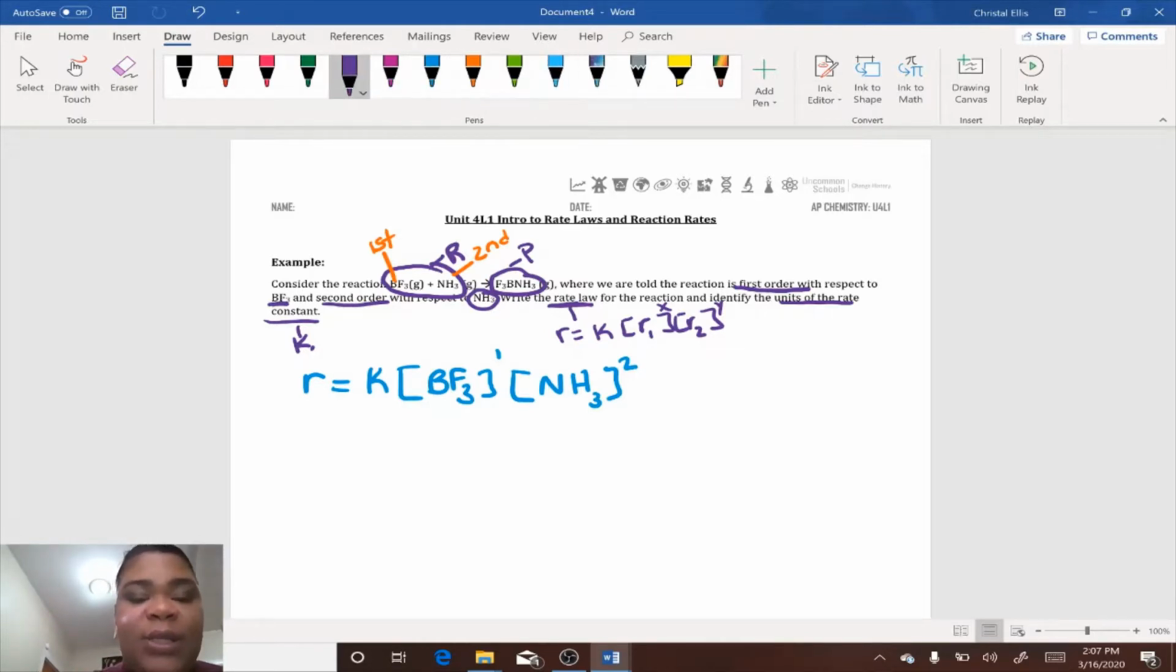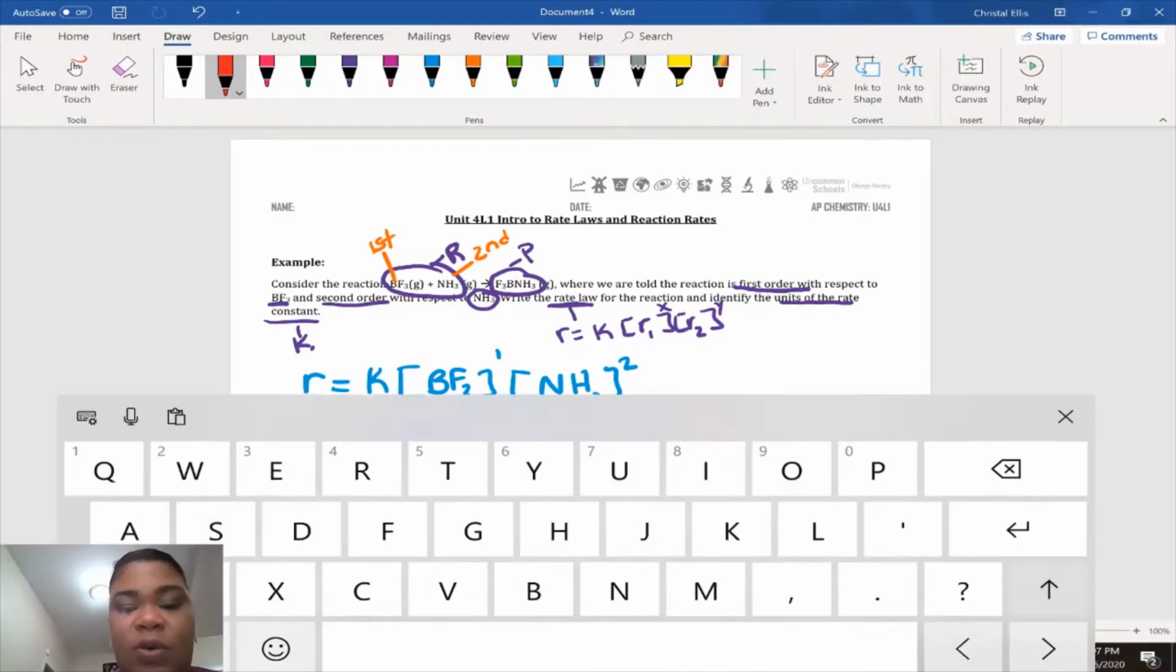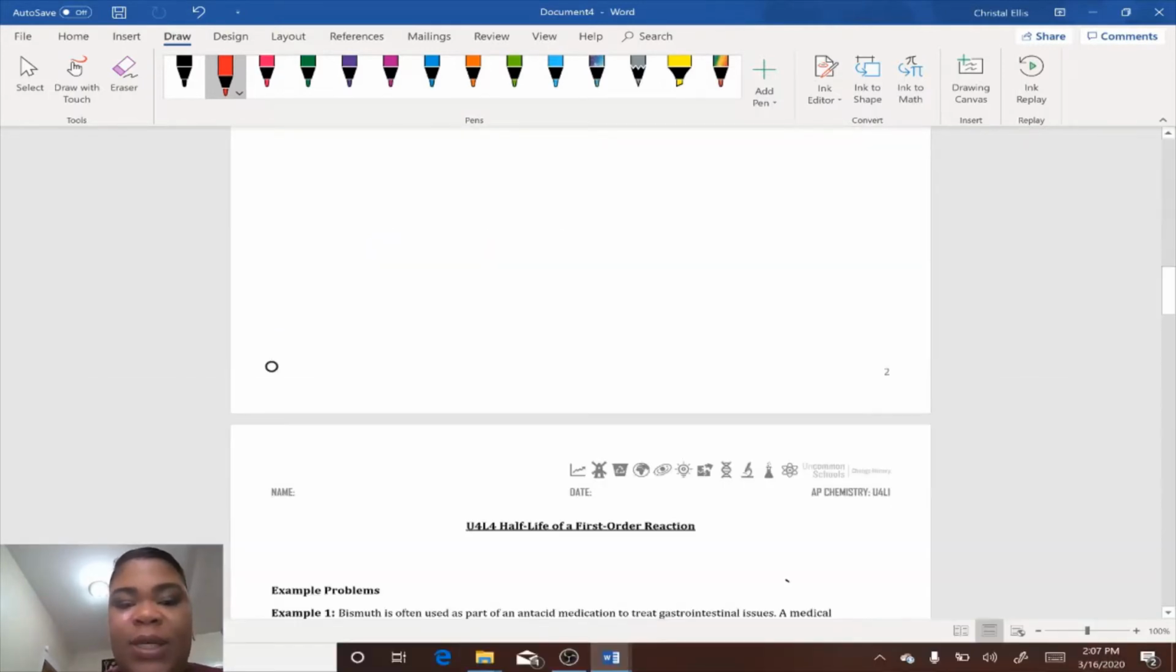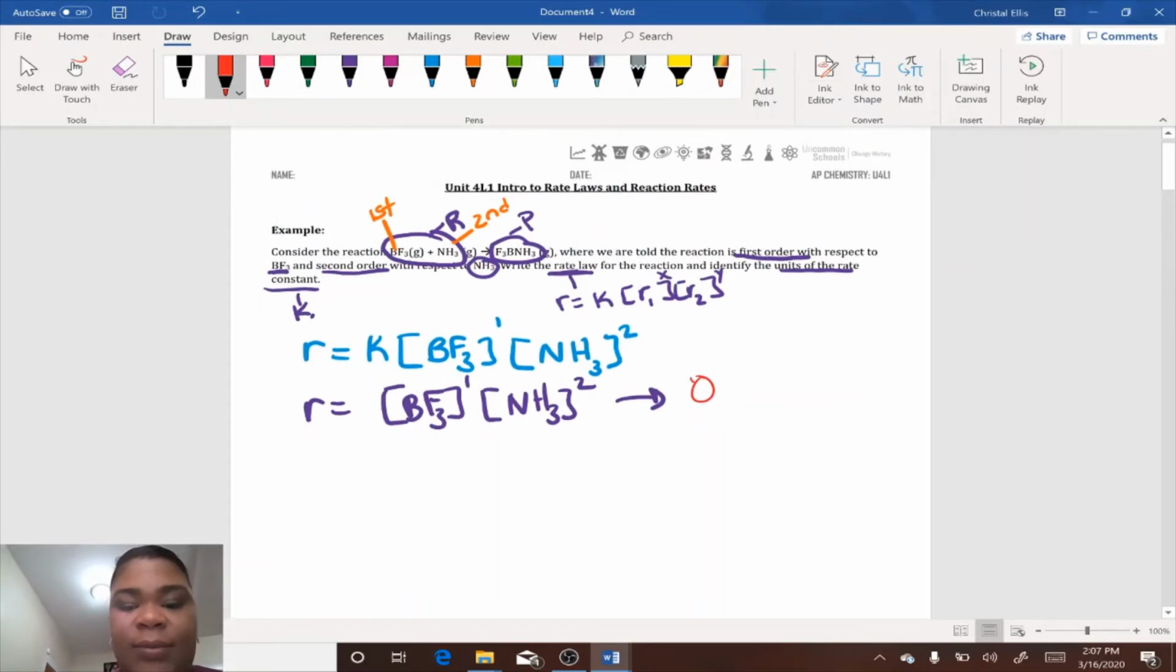Scholars tend to mess up when they put R is equal to concentration of BF3 raised to the first power, NH3 raised to the second power. What's wrong with this? Precisely. There is no K. It's missing a K. If you are missing a K, you will get this incorrect. You have to make sure your K is present.